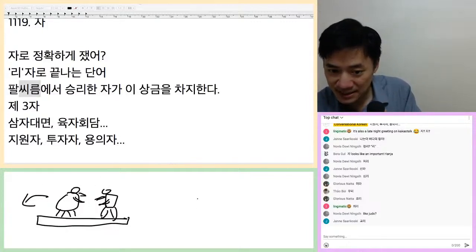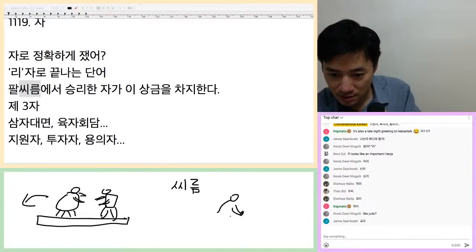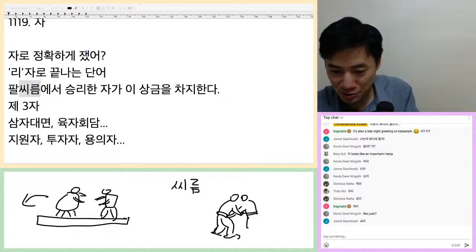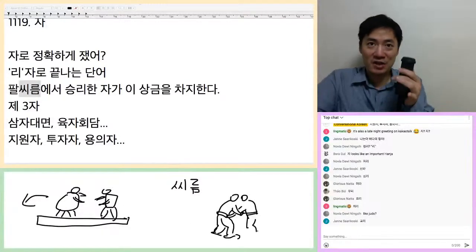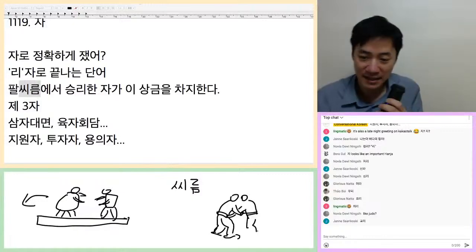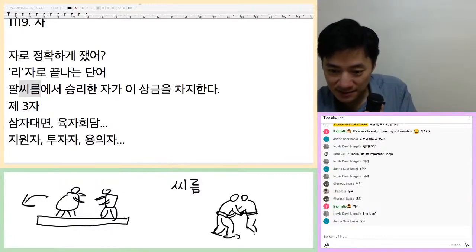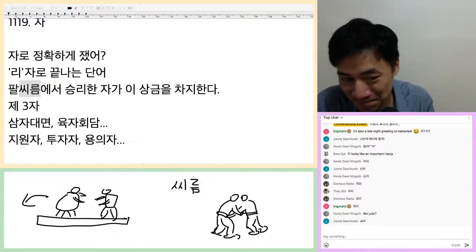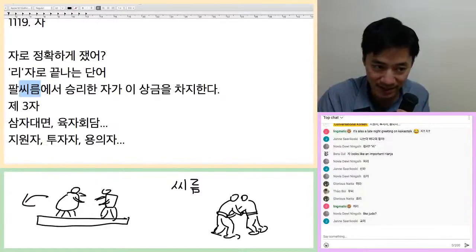And 씨름 is like two persons holding the belt of each other and trying to make the other person fall down. Try to push or to trip his legs or to lift and make him fall down. Yeah, to win. It's kind of different, by the way. So that's 씨름. But 팔씨름 is just simply arm wrestling.